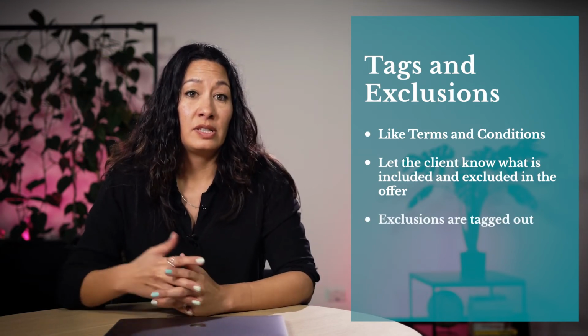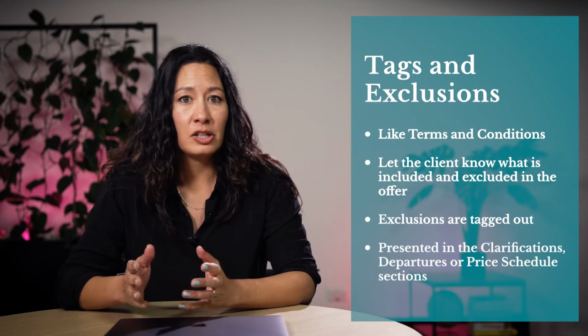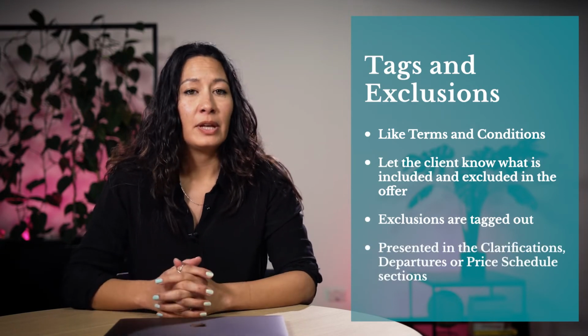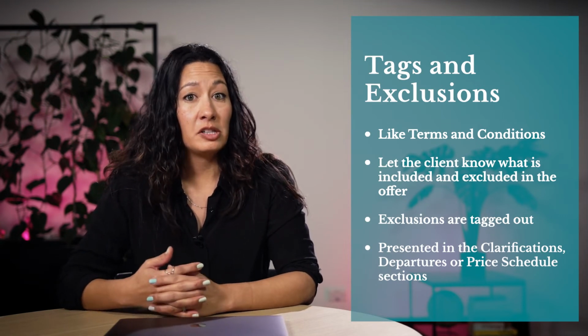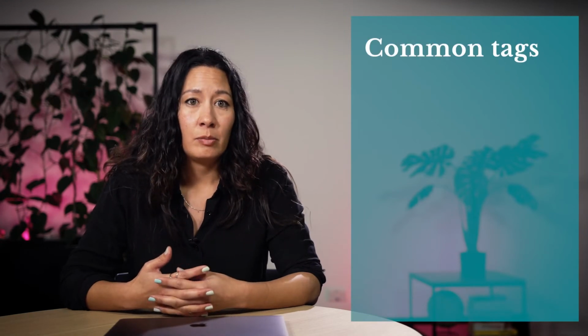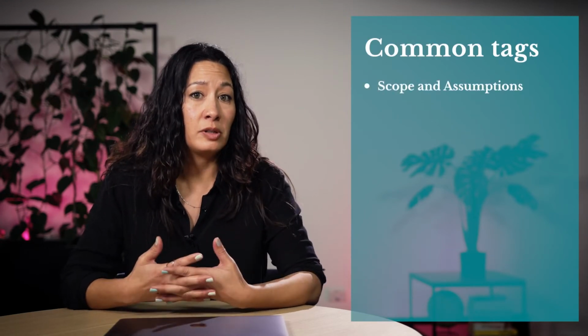Normally bids will have a section for tags, which they call clarifications or departures, and this is where you put your tags. Alternatively, you can also include them in your pricing schedule. Now, tags are one of the most important ways that suppliers can limit their risk exposure when putting in a bid. It helps everyone get a clearer understanding at the start of the project, and it helps you avoid arguments later on.